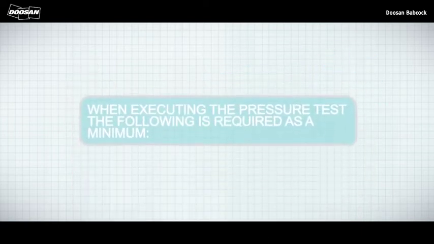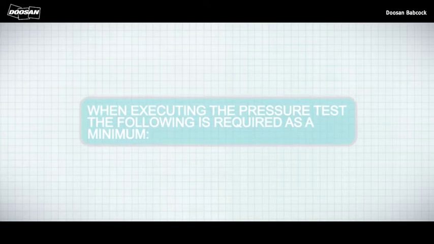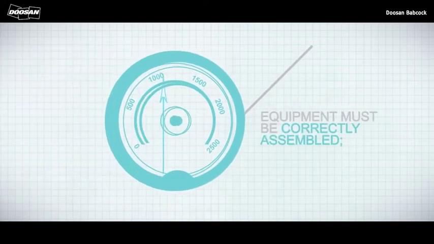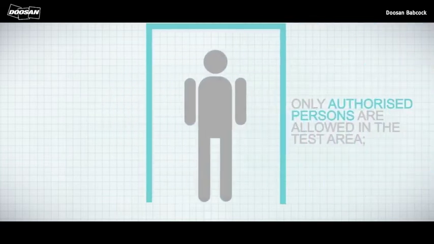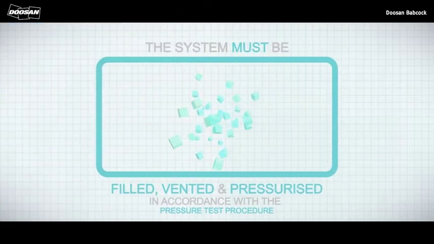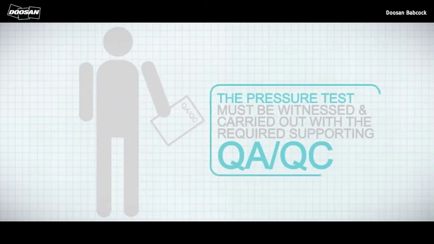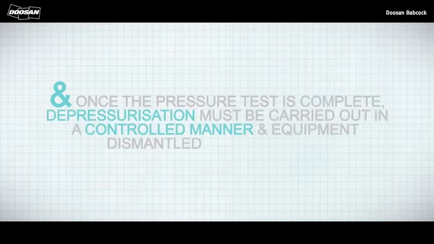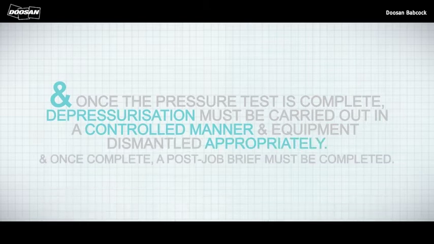When executing the pressure test, the following is required as a minimum. Equipment must be correctly assembled. Only authorized persons are allowed in the test area. The system must be filled, vented, and pressurized in accordance with the pressure test procedure. The pressure test must be witnessed and carried out with the required supporting QA, QC documentation. And once the pressure test is complete, depressurization must be carried out in a controlled manner and equipment dismantled appropriately. And once complete, a post-job brief must be completed.